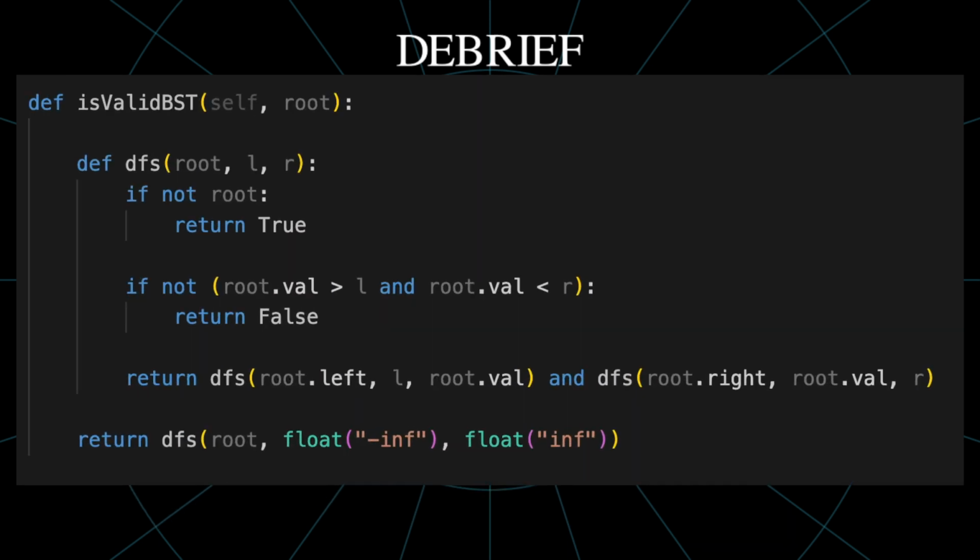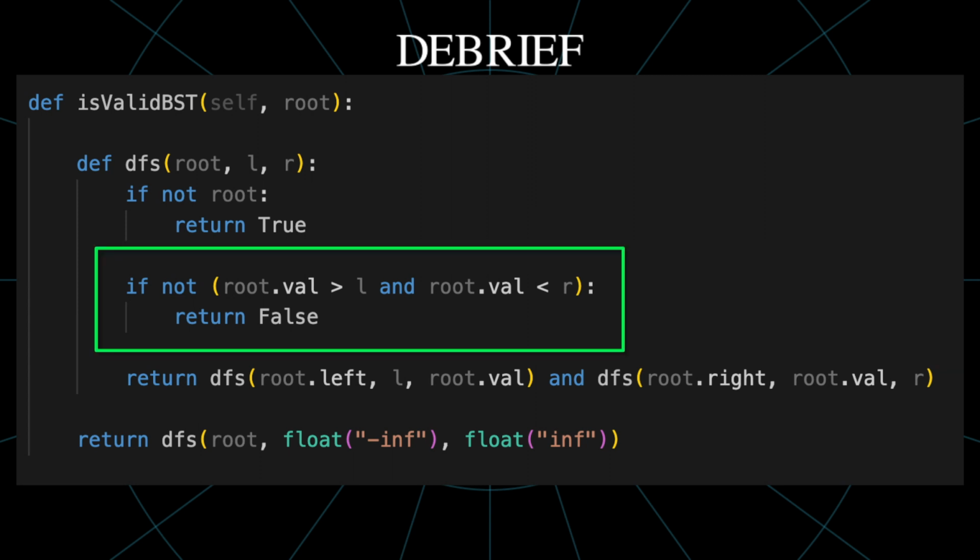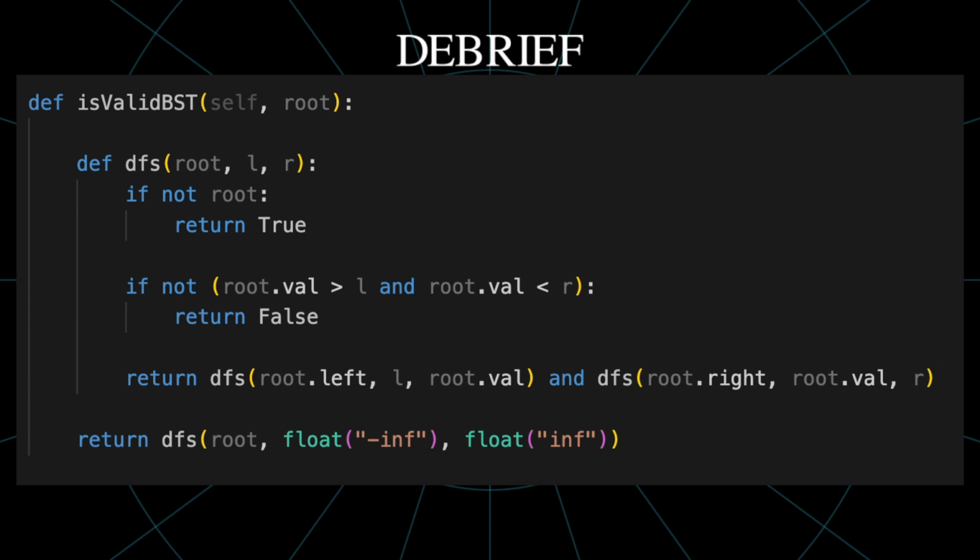The recursion part of this problem can be tricky. You have to make sure in the recursive call that when you go left, you update the right bound with the root value, and when you go right, you update the left bound with the root value. Also, at each point, you have to check that if the current value is not within the bounds, you have to return false.